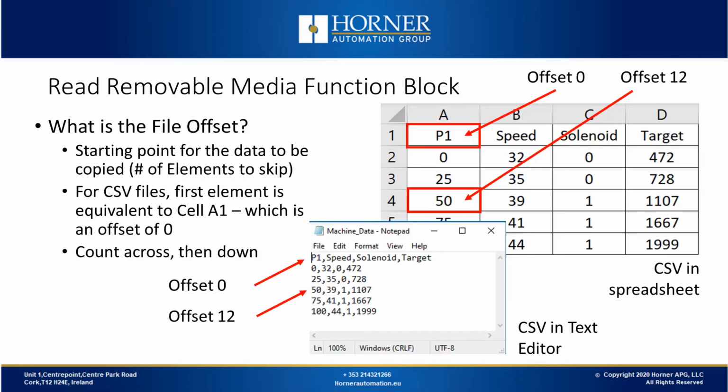Now we'll discuss the file offset that we mentioned. In the upper right, we have a spreadsheet. With an offset of 0, you will start in cell A1, the first cell. If we have an offset of 12, you count across first and then down. You would start at cell A4 because there are 12 cells before it. In a notepad file, it's the number of comma-separated values that you would like to skip.